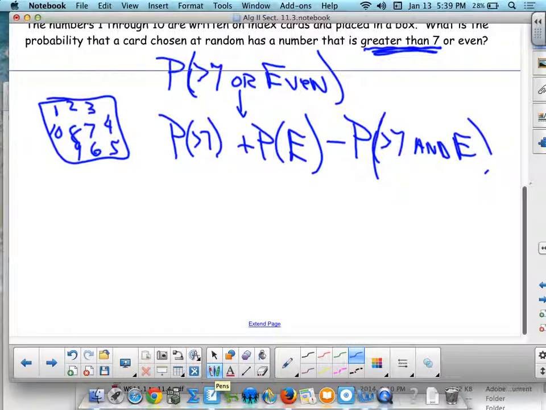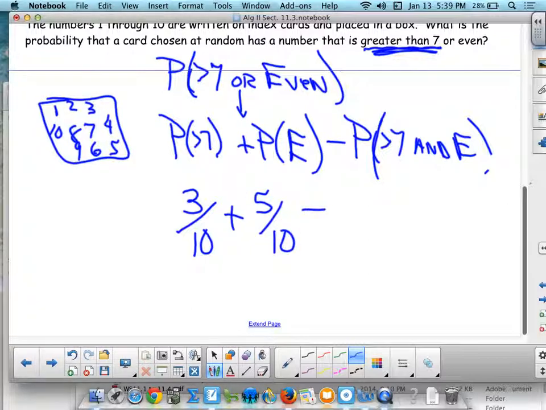Here, what's the chance it's greater than 7? Well, what's greater than 7? 8, 9, 10 are greater than 7. So there's 3 of them out of 10 that are greater than 7. Plus, how many are even? 2, 4, 6, 8, 10. 5 are even out of 10. Minus.